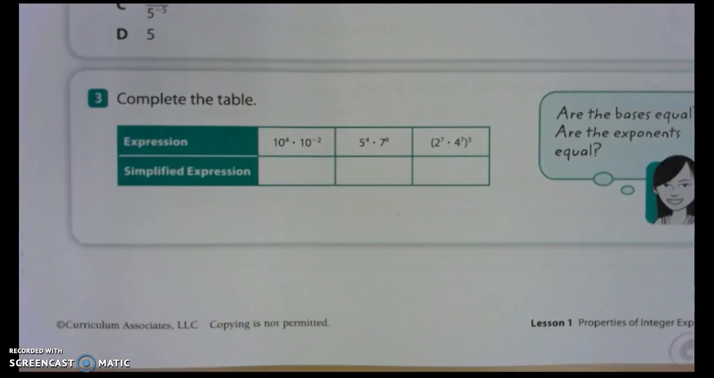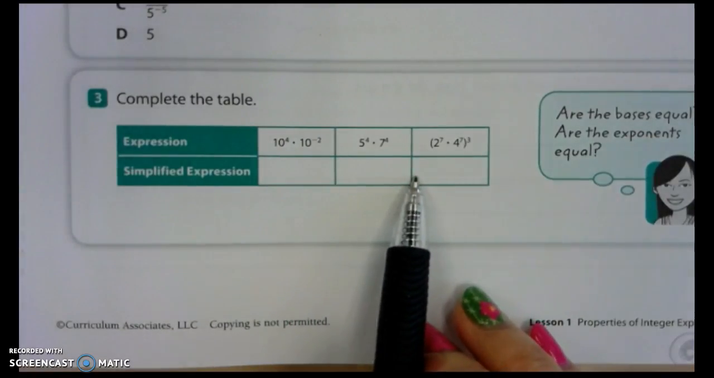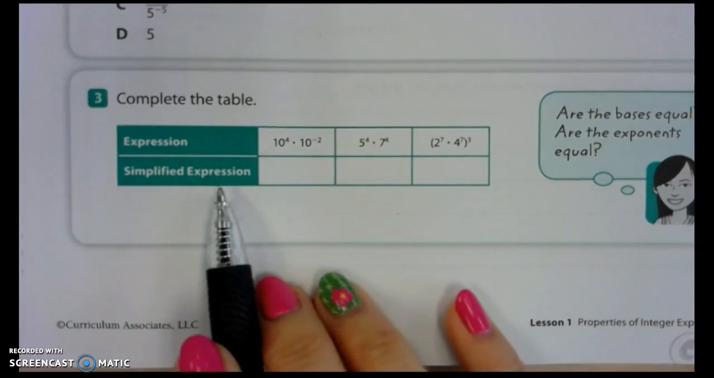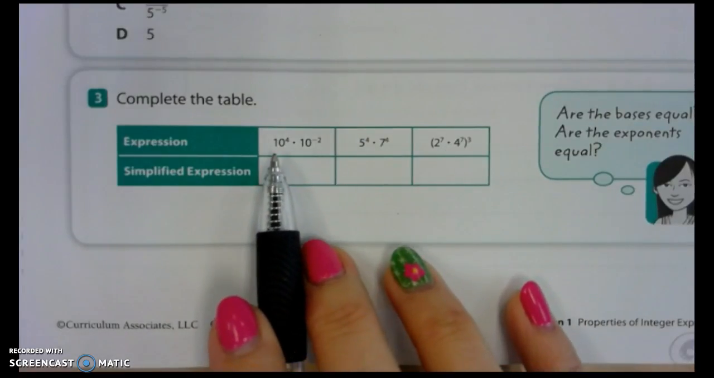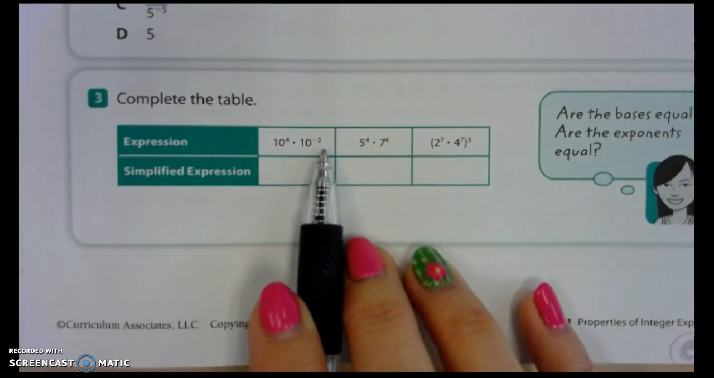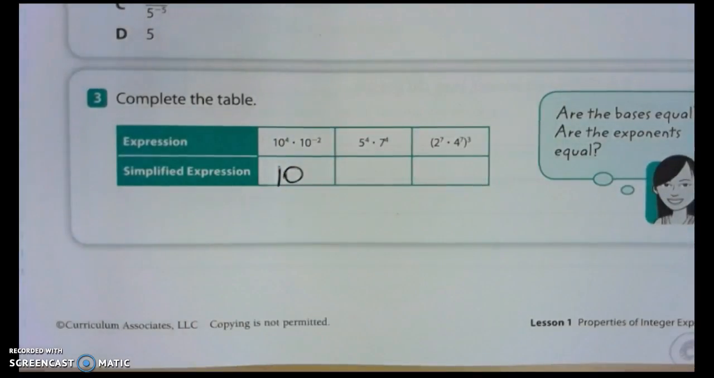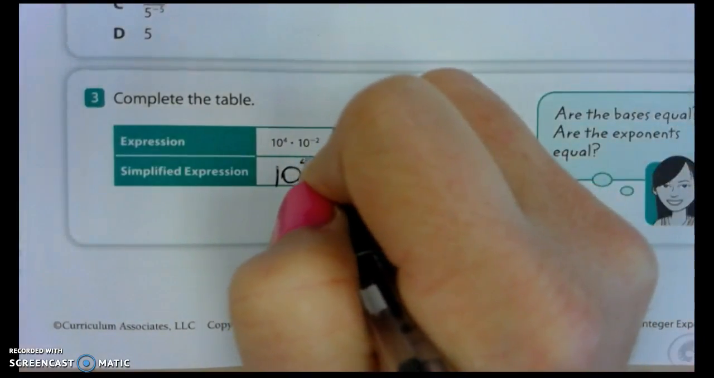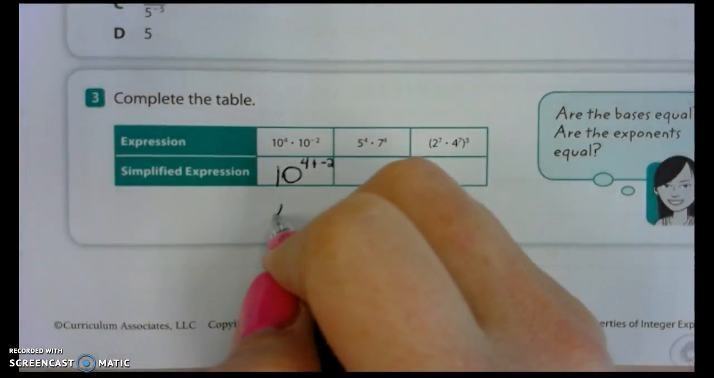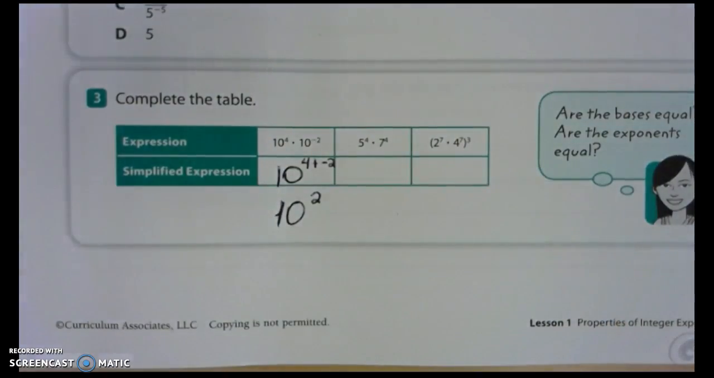Number 3. On your quiz, this would be the same as a 3-part question because it is 3 totally different questions. They're giving us 3 expressions they want us to simplify. The first one says 10 to the 4th times 10 to the negative 2. This is the product rule. You keep the base, 10. You add the exponents, 4 plus negative 2. 4 plus negative 2 is 2. So the answer here would be 10 squared.